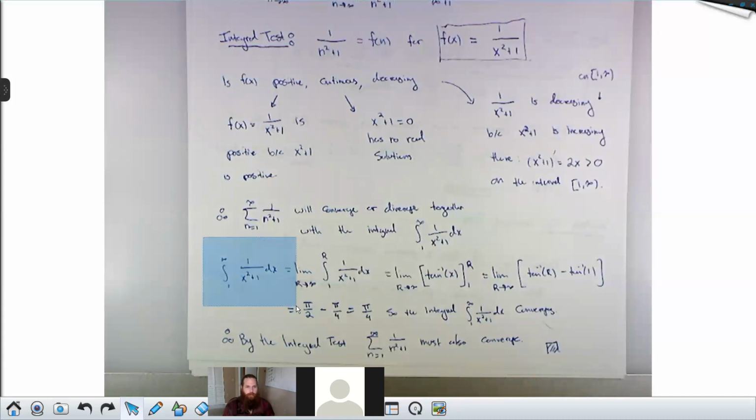Yeah, what it means for this integral to converge is that this limit is finite, right? This limit exists and is finite. Here, that limit is pi over 4. Pi over 4 is definitely a number. It exists and is finite, right? It's like a little bit smaller than 1. So yeah, because pi over 4 is finite, the integral converges. And then by the integral test, since the integral converges, the series converges.